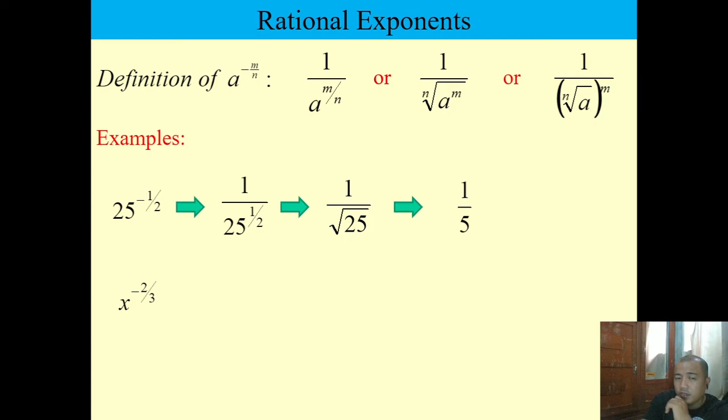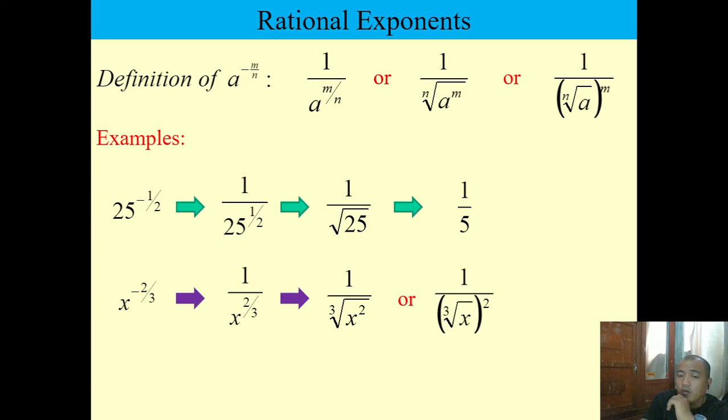Next, x raised to negative 2/3 means 1 over x raised to 2/3. Or in radicals, 1 over the cube root of x squared, or 1 over the cube root of x quantity squared. Okay, whichever you use, the answer is the same. Check.